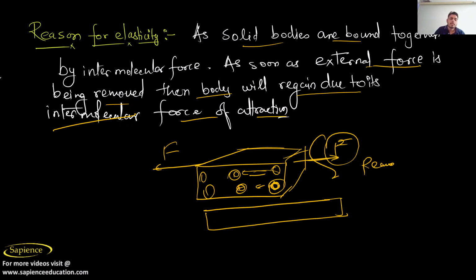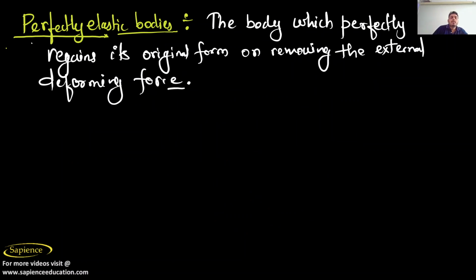I hope you have understood now. There is an intermolecular force of attraction in the body. As you remove the external force, this force will try to regain its shape and size. So this is the basic reason for elasticity. I hope you have got a clear concept about elasticity now, right? Now there is one term, known as perfectly elastic.